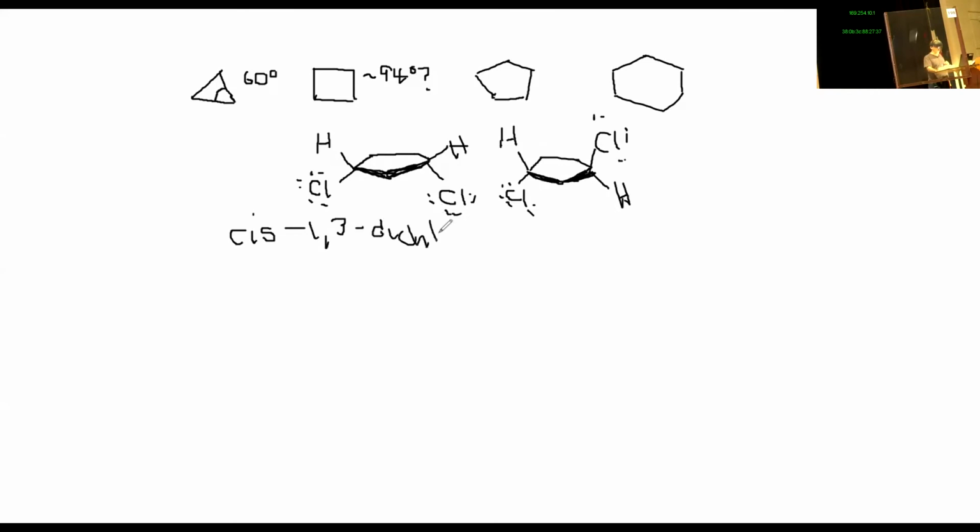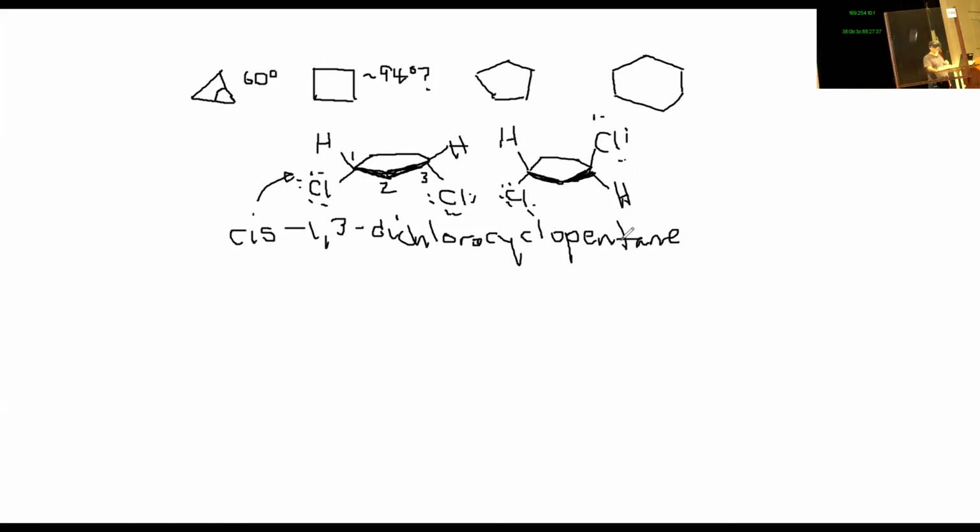Dichloro, chloro. That's this one, cyclopentane. Cyclopentane because the ring has 5 carbons in it. 1,3 because wherever you start counting, the shortest way around to get the lowest possible numbers is 1, 2, 3. If you go the other way, you'll get like 1, 2, 3, 4.